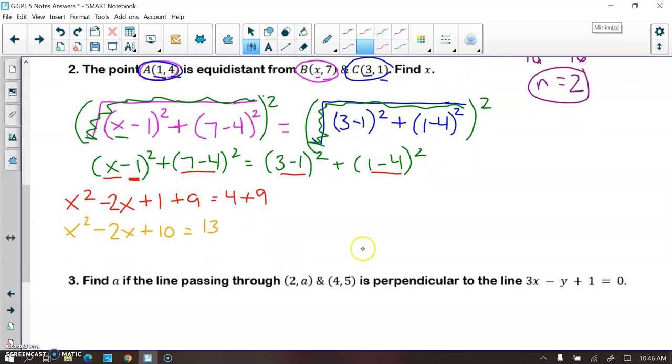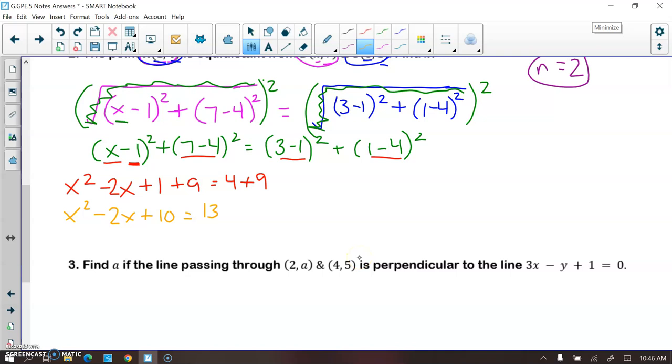So what this means is that this is a quadratic equation, so we're solving a quadratic equation. And when we solve quadratic equations, we need to set it equal to 0, so I'm going to subtract this 13 over. When I do that, I get an x squared minus a 2x minus a 3 is equal to a 0. I'm going to attempt to do the box method here.